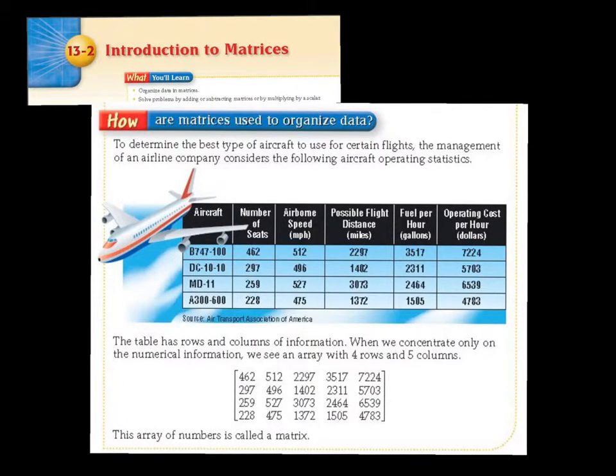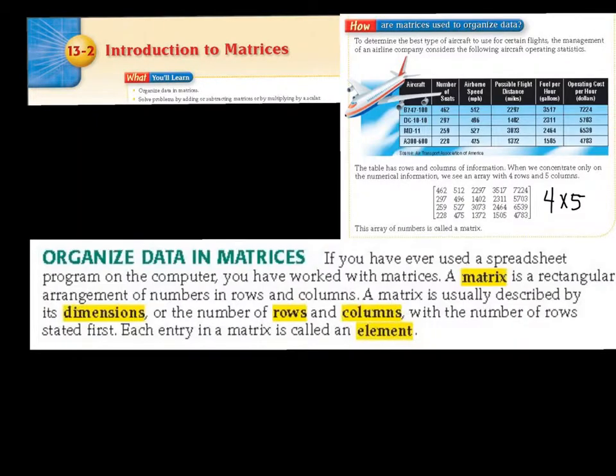When we concentrate only on the numerical information, we see an array with 4 rows, 1, 2, 3, 4, and 5 columns. This array of numbers is called a matrix. And the dimensions of this matrix would be 4 by 5, because it has 4 rows and 5 columns. If you've ever used a spreadsheet program on the computer, you have worked with matrices.